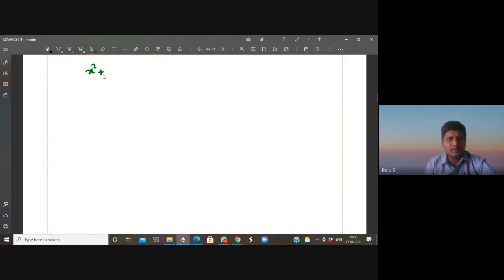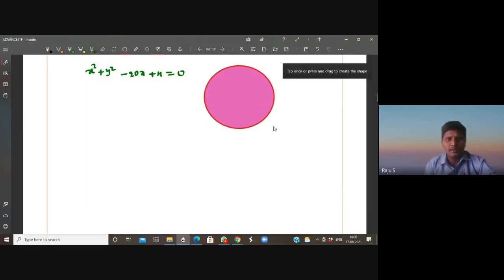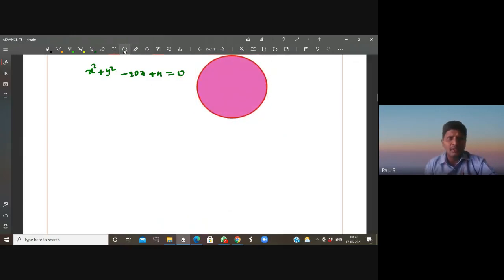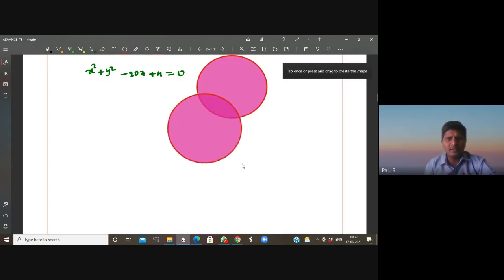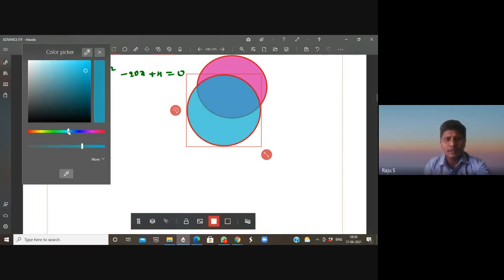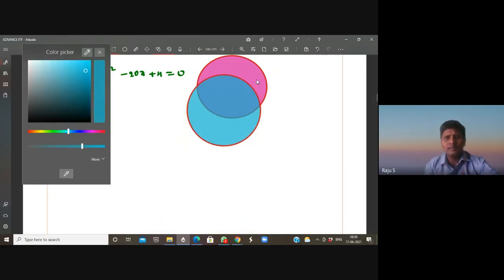x square plus y square minus 20x plus 4 is equal to 0. So let us consider this is the given circle. We are required to find the required circle. Let us consider this is the required circle.